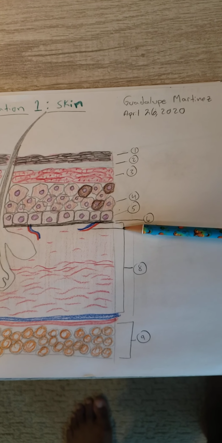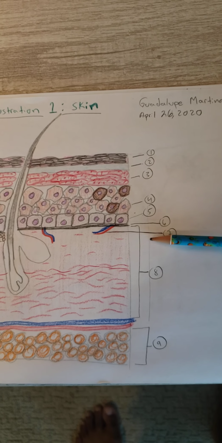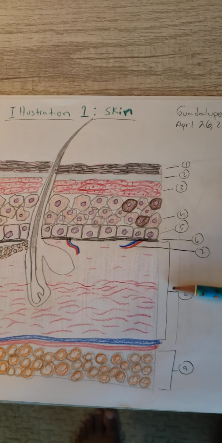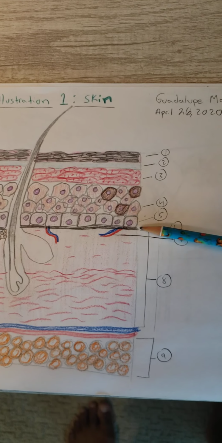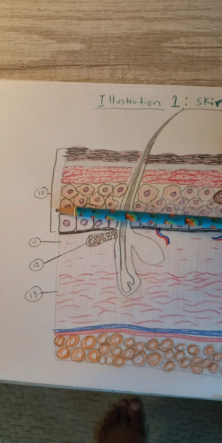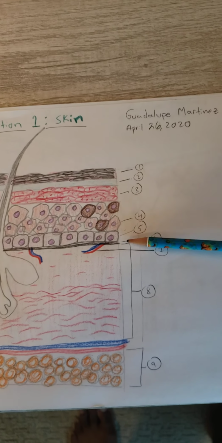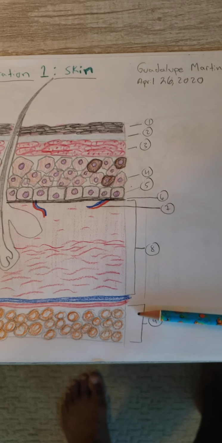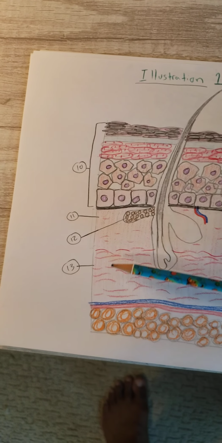Working our way down past the basement membrane, number seven, I have my blood vessels. All of number eight right here is the dermis. This top layer that we covered, all of that is the epidermis. So this is all epidermis, then the dermis, then the hypodermis, down here at the bottom.